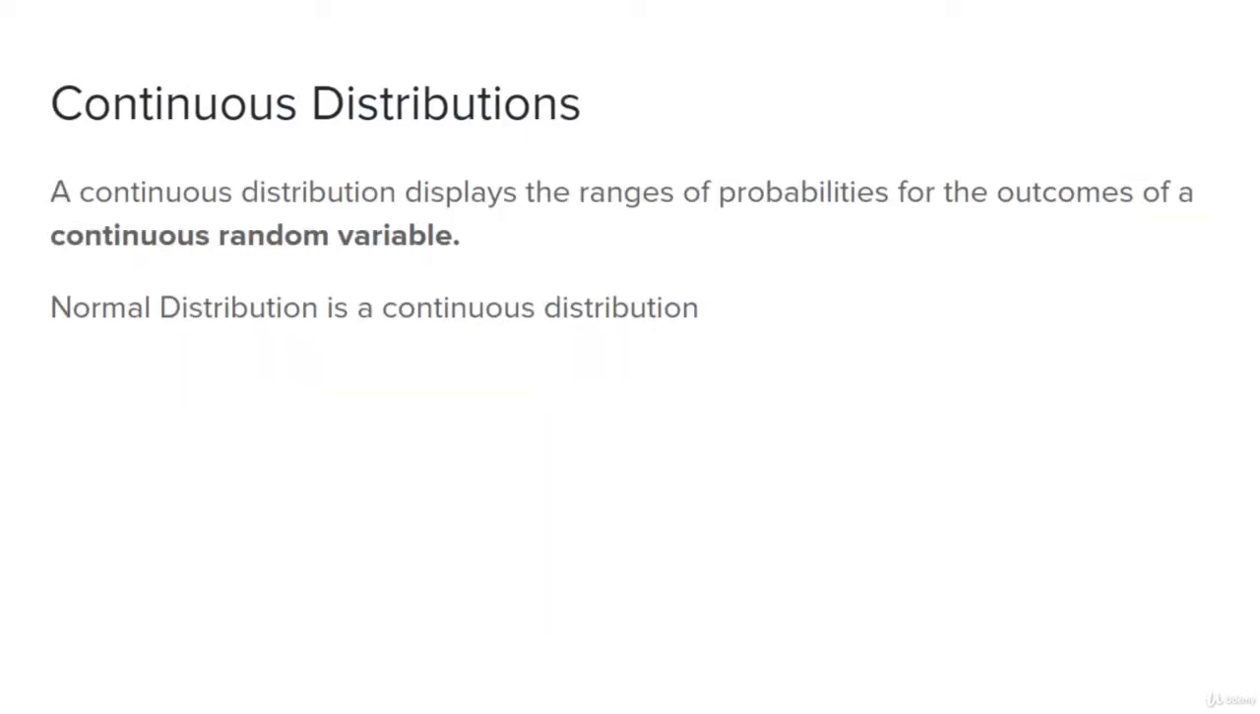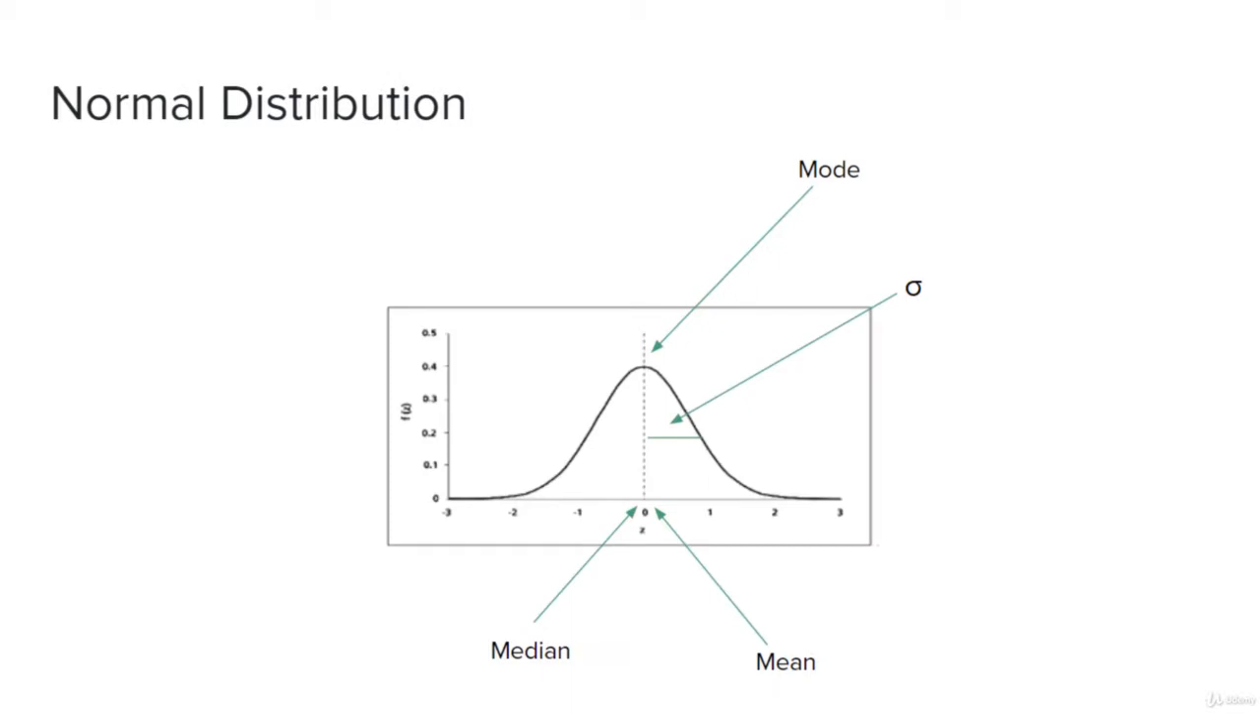So moving on, let's talk about continuous distributions. A continuous distribution displays the range of probabilities for the outcomes of a continuous random variable. Before, we were talking about discrete random variables; now we're going to talk about continuous random variables. The type of distribution we're going to study is the normal distribution. The normal distribution has a number of characteristics.